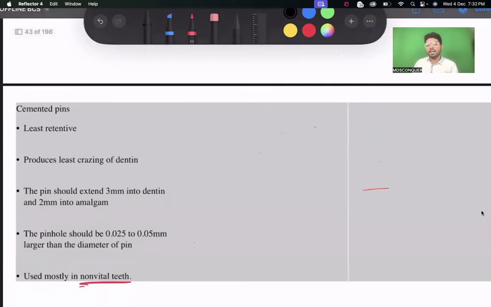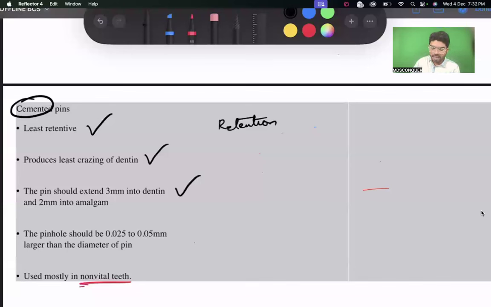Next, cemented pins. The word itself tells you the mode of retention is by luting cement. So these are less retentive. They don't produce cracks in dentin. They extend 3 millimeters into the dentin and 2 millimeters into the amalgam. The pinhole here is larger; there it is smaller. These are most commonly used in non-vital teeth because you need to screw them inside and lute the cement and everything.